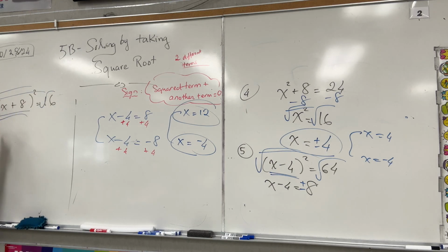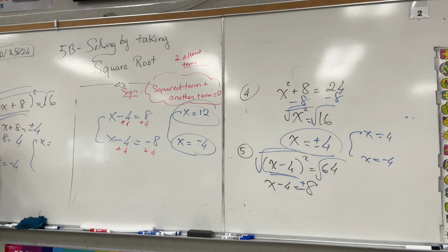Square root and square root gone. So x plus 8. What is the square root of 16? 4. But then you need to have plus minus. That means you have two solutions. The left side is still the same. You don't change anything. x plus 8 equal to 4 and x plus 8 equal to negative 4. Okay? Alright, this is answer 1.